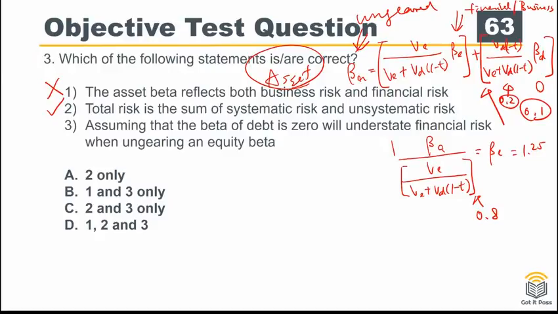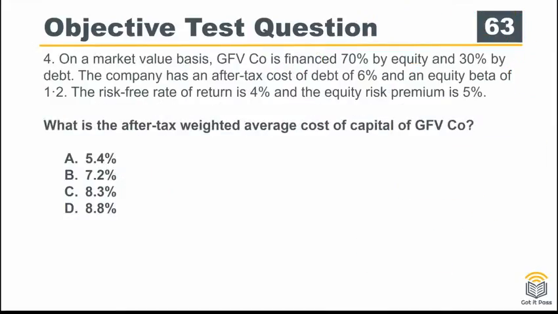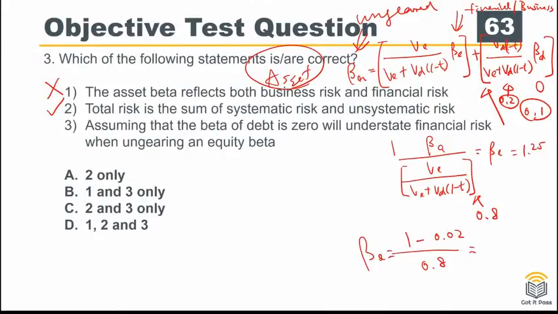So 1 minus 0.02 divided by 0.8 is the equity beta. So it is 1.23. Okay, so from this example, I'm showing you the case of assuming the debt beta is 0.